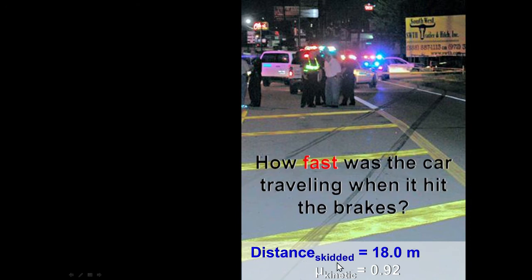How fast was the car traveling when it hit the brakes? All we need to know is the length of the skid marks and the coefficient of kinetic friction between the tires and the road. Okay? Because this is the work energy theorem, that however much kinetic energy the car had before it hit the brakes, to get rid of that much kinetic energy, we've got to do an equal amount of work. So the force of friction over that distance is what's doing the work.